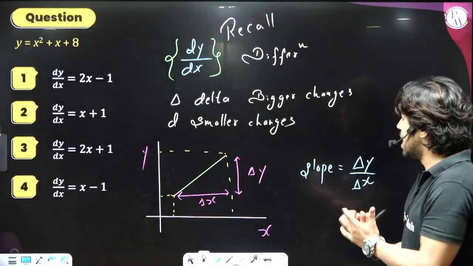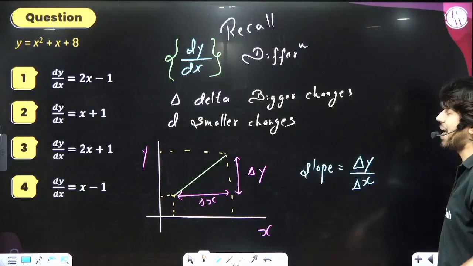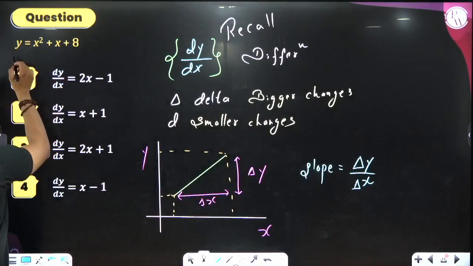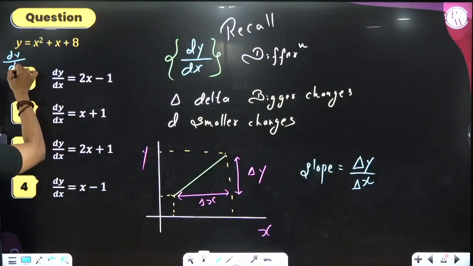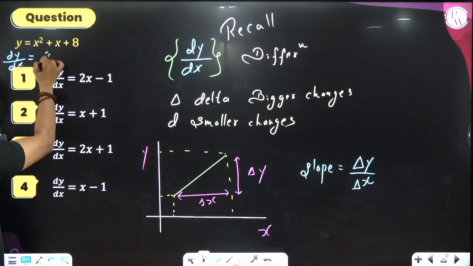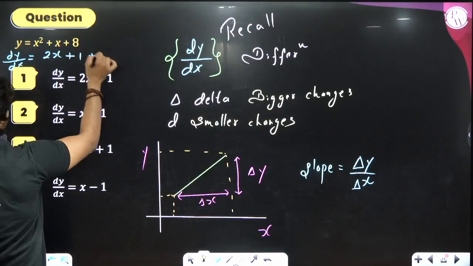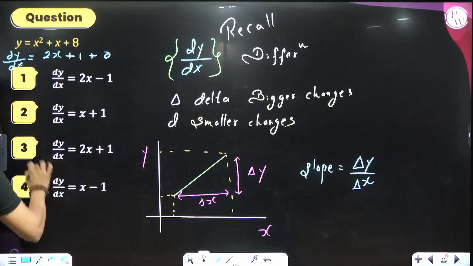Okay. So what is slope? Slope is delta y by delta x. And if we have a function, we can straightforwardly differentiate it. What is the differentiation going to be? dy by dx, dear students, what is it going to be? This is going to be 2x plus the differentiation of x, which is 1, and the differentiation of a constant, 0. So the answer is 2x plus 1. That means the answer is C.